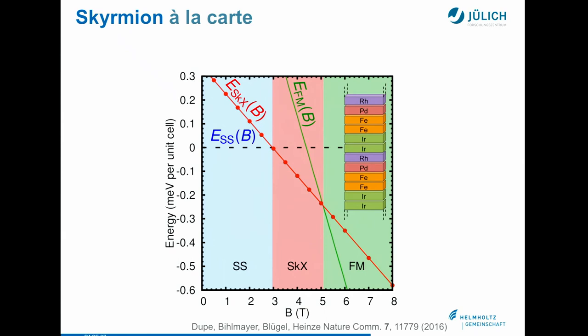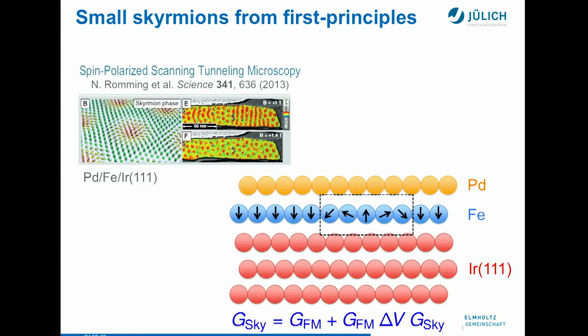And this way, you can construct, again, a phase diagram, and you see at which fields you get which magnetic phase: the spin spiral state, the skyrmion lattice phase, or the ferromagnetic phase. And the last point I would like to mention is the detection. If you want to detect the skyrmion, electrical detection would be the best.